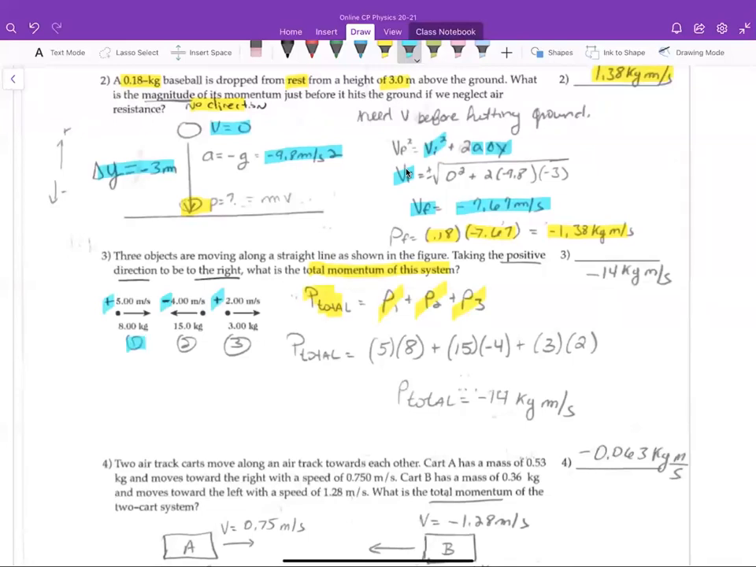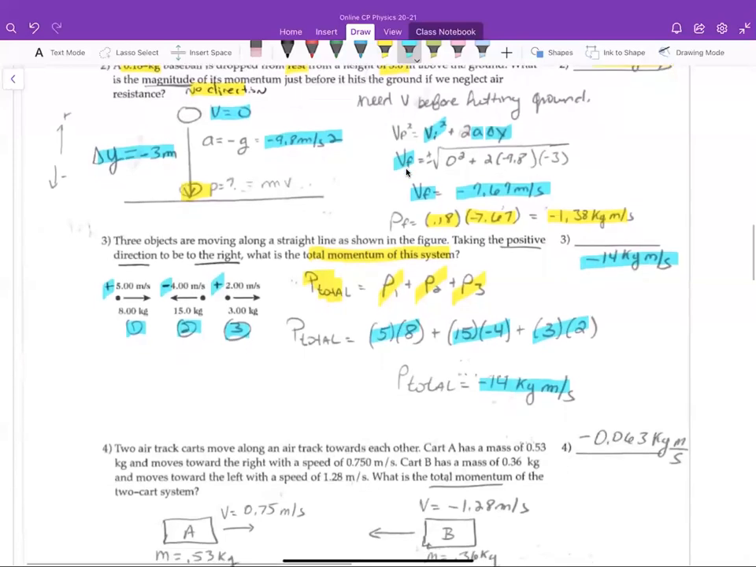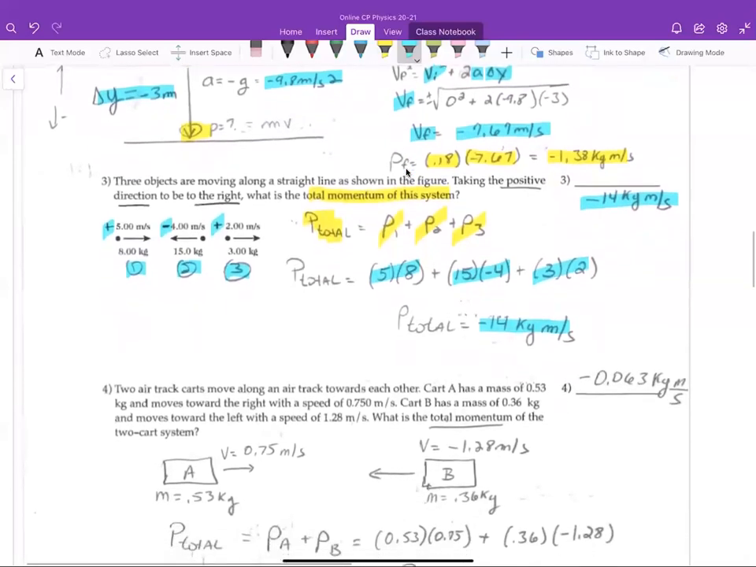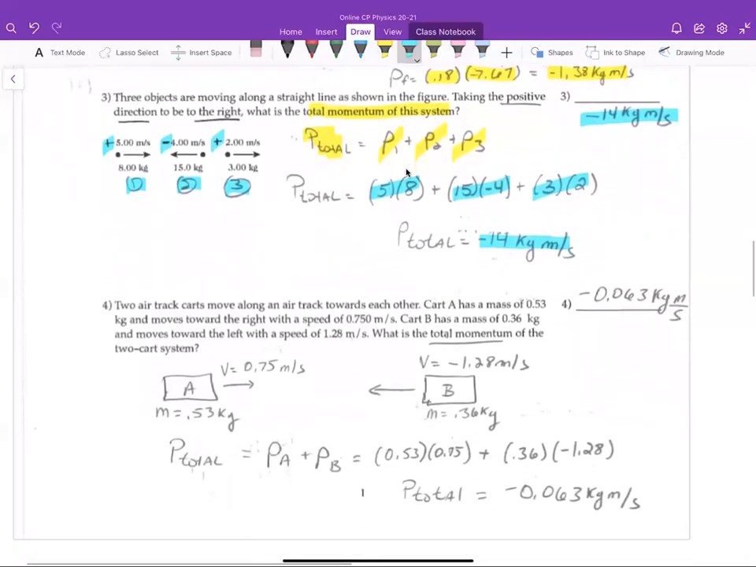So this is object 1, 2, and 3. Object 2 has a negative momentum. So I multiply the mass times its velocity, multiply the mass times its velocity, which is -4, multiply the mass times its velocity, add all that up, and the momentum, they didn't ask for magnitude, is -14 kilogram meters per second, or 14 kilogram meters per second to the left.